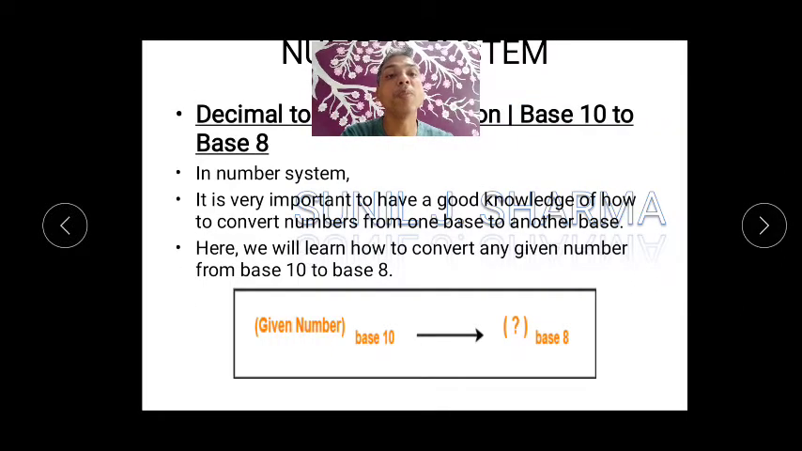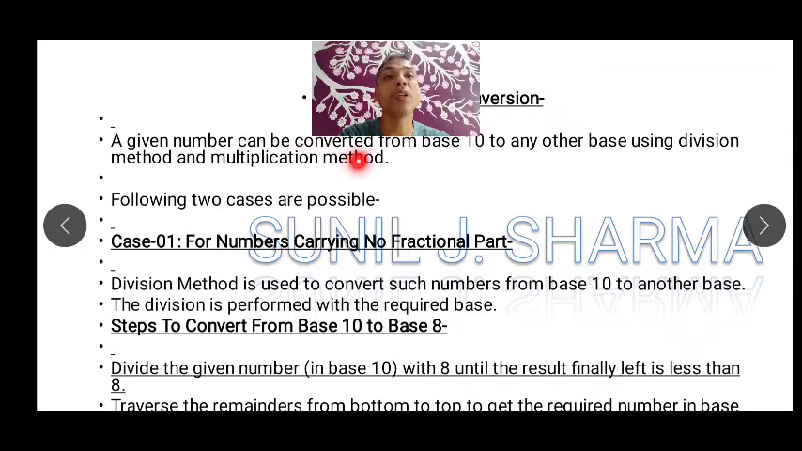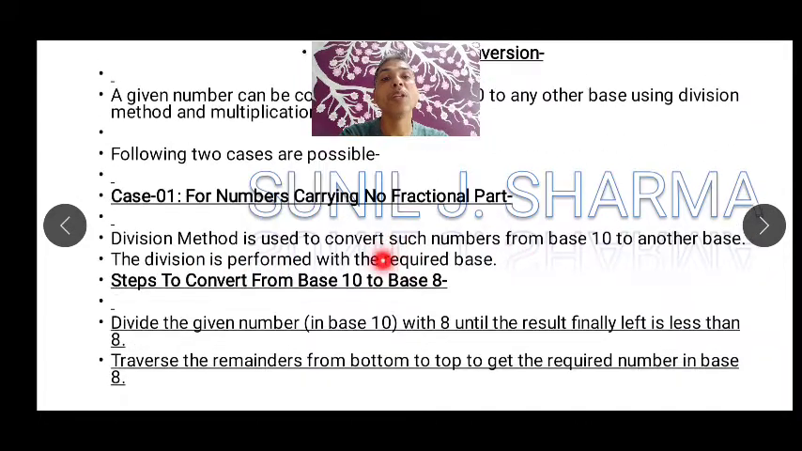So whatever your given number, you can write base 10, and that means from decimal we have to change it to octal. So let's see some explanation. A given number can be converted from base 10 to any other base by the division method and the multiplication method. Following are the two cases for numbers carrying no fractional part. Whenever you don't have any fractional part, that time you can divide the number. The division method is used to convert such a number from base 10 to any other base. The division method is performed with the base required.